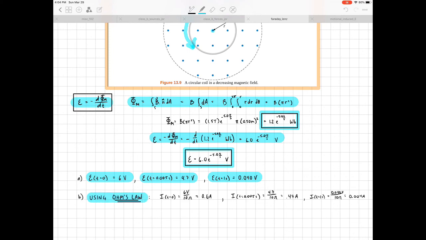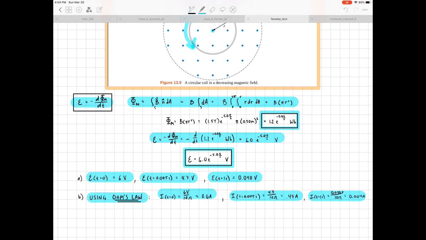And then using Ohm's law, you can immediately get the induced current. So initially it's 0.6 amps. It's dropped to 0.47 in the first 0.005 seconds. And then after 1 second, it's down to 0.004 amps.